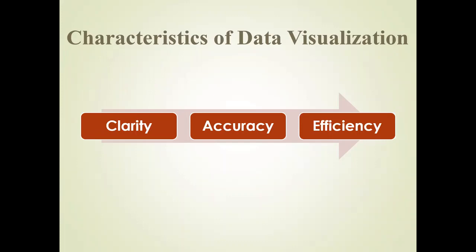Next is efficiency. One important thing is that there should be clarity, there should be accuracy, and it should be efficient. This means once you give a graph or some visualization to, suppose, a manager, they should not have to search for anything else to make the decision. From that alone the person should be able to make the decision.